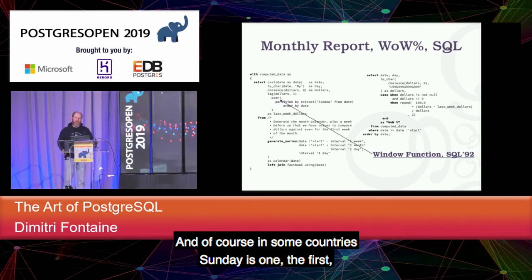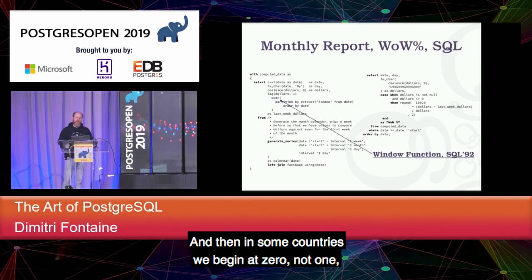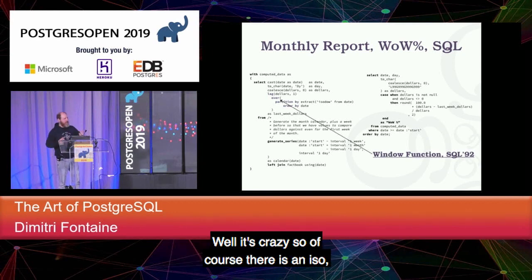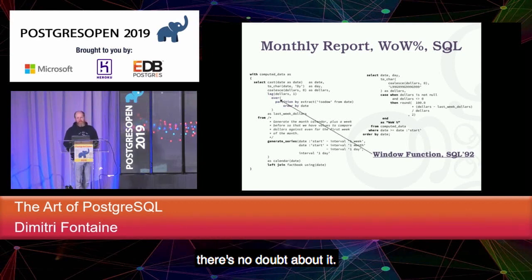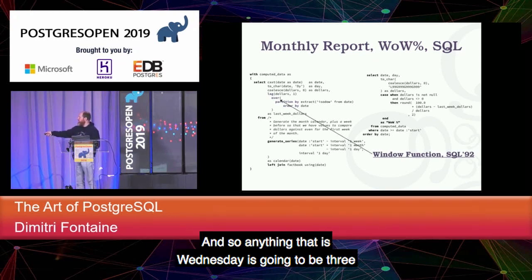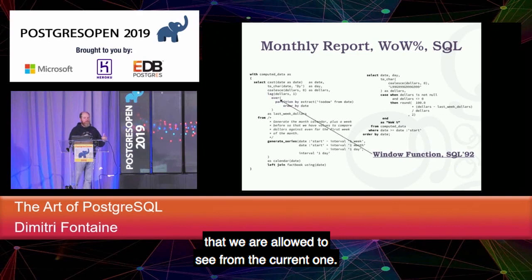And of course, in some countries, Sunday is 1, the first. Some other countries, it's Monday. And then in some countries, we begin at 0, not at 1. So Sunday is 0, Monday is 1. And well, it's crazy. So of course, there is an ISO standard about it. So we use the ISO definition for the day of week. And so anything that is a Wednesday is going to be 3. And anything that is 3 is going to be rows that we are allowed to see from the current one.